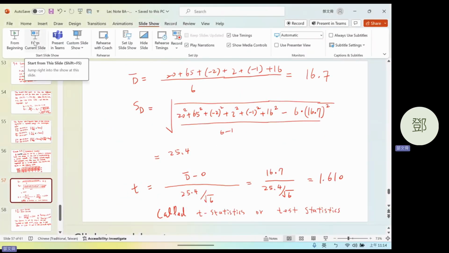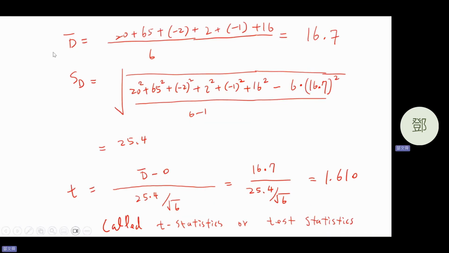And now it is time to go to the T table. Okay? And this is also the tutorial. So don't forget to divide your level of significance by 2. Right?